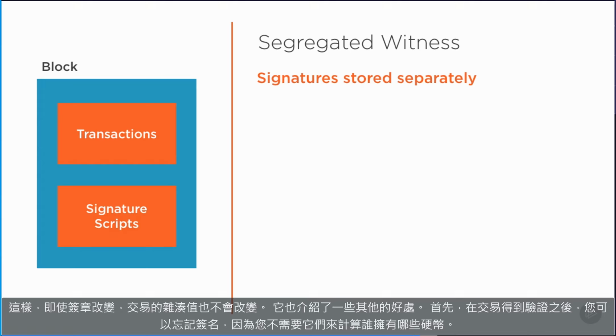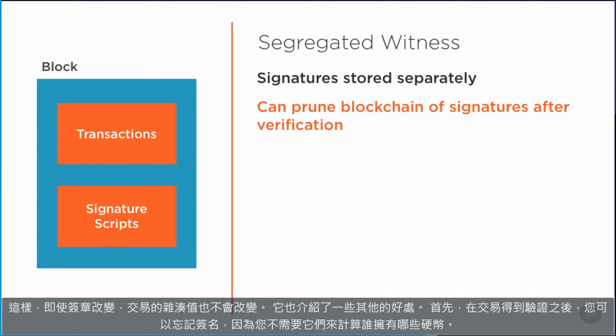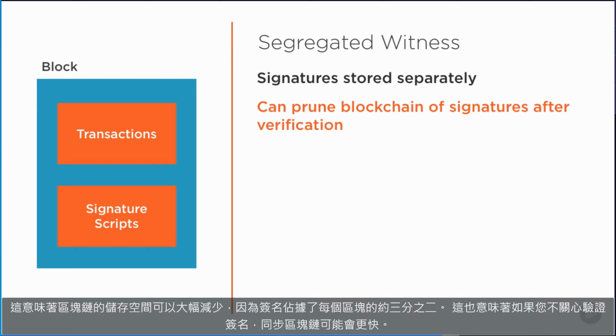For one, after a transaction has been verified, you can forget about the signatures since you don't need them to calculate who owns what coins. This means storage for the blockchain could be drastically reduced since signatures take up about 2/3 of every block. It also means syncing the blockchain could be much faster if you don't care about validating signatures.